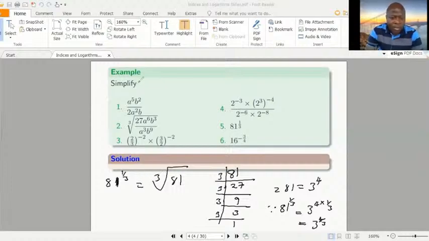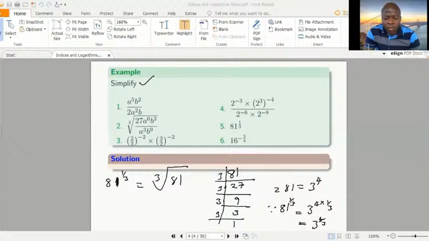And just see what I've done. The question was just simplify. So I'm just simplifying. And I'm saying 81 raised to a third is the same as getting the cube root of 81. So I then decided to write 81 as a product of its prime factors. 3 will go into 27 9 times, 3 will go into 9 3 times, 3 will go into 3 once. So that means 81 is the same as 3 raised to 4.